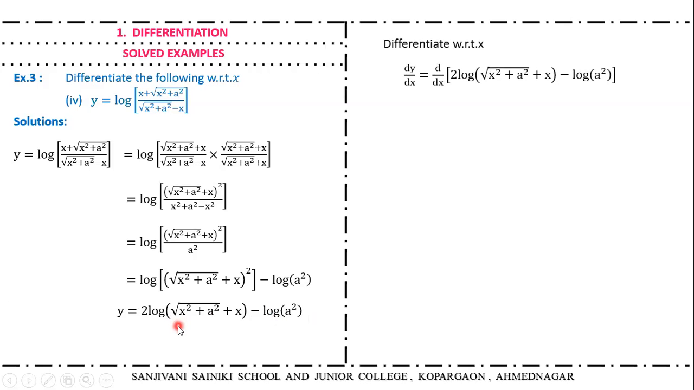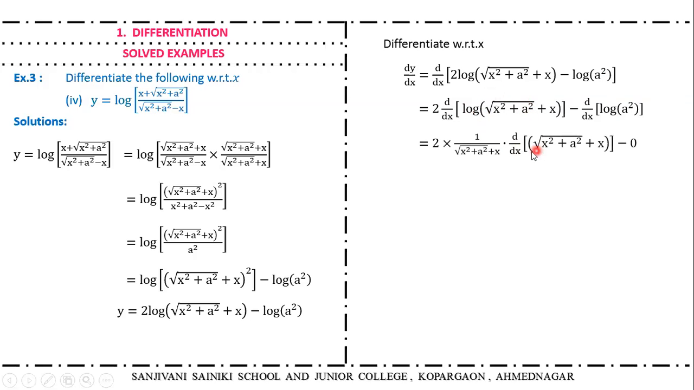Now we will differentiate this function with respect to x, because further we cannot simplify it. So do d by dx of 2 times log of root x square plus a square plus x, minus log of a square. So d by dx of the first part minus d by dx of the second part. But log of a square is a constant, so its derivative is 0. So we have to find the derivative of only this function, log of f of x. So log of f of x is 1 upon f of x into f dash of x. F dash of x means d by dx of f of x, d by dx of square root of x square plus a square plus x.